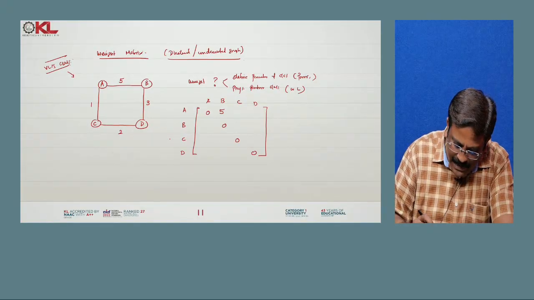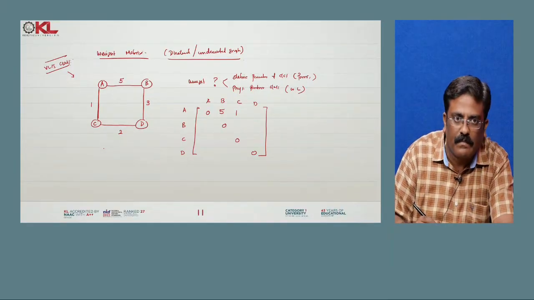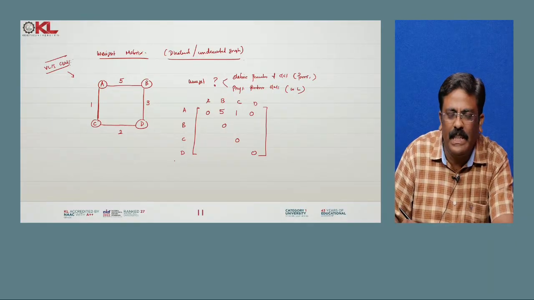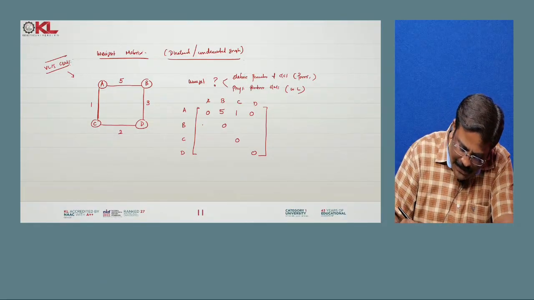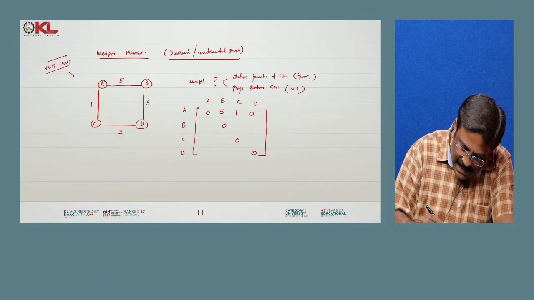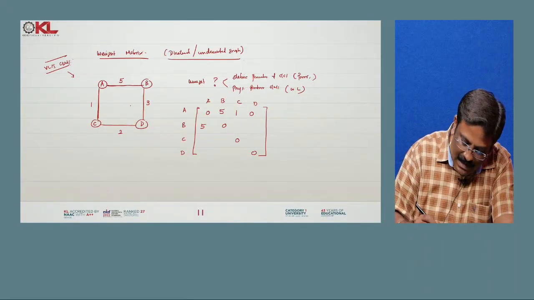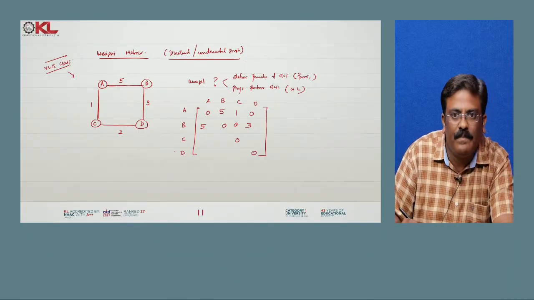What about A to C? A to C is 1, because that edge has weight 1. What about A to D? A to D is 0. So instead of writing 1 as in a connection matrix, we are writing the weight. What about B to A? There is connectivity, so it is 5, because it is an undirected graph. B to B is 0, B to C there is no connectivity, and B to D we write 3.